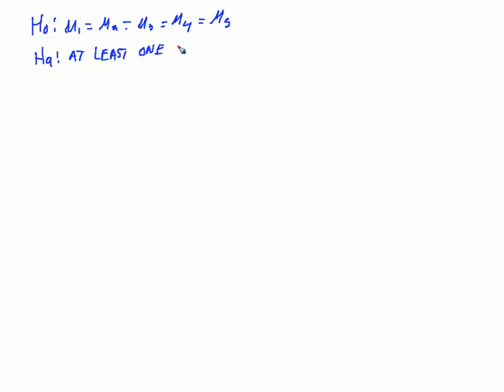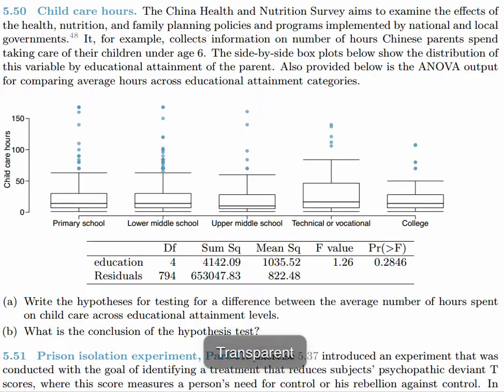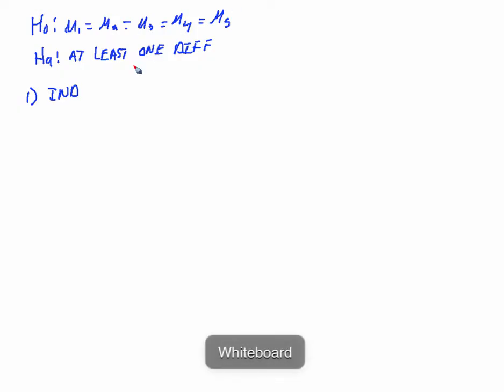And again, we need to check our assumptions. So how do we check our assumptions? Well, the first one is independence. I think we probably can assume independence, since this study was collecting information on the number of hours of Chinese parents. It's observational. We can go ahead and just roll with independence here. We'll just say, okay, check. All right, what else should we look at? We've got to check normality.